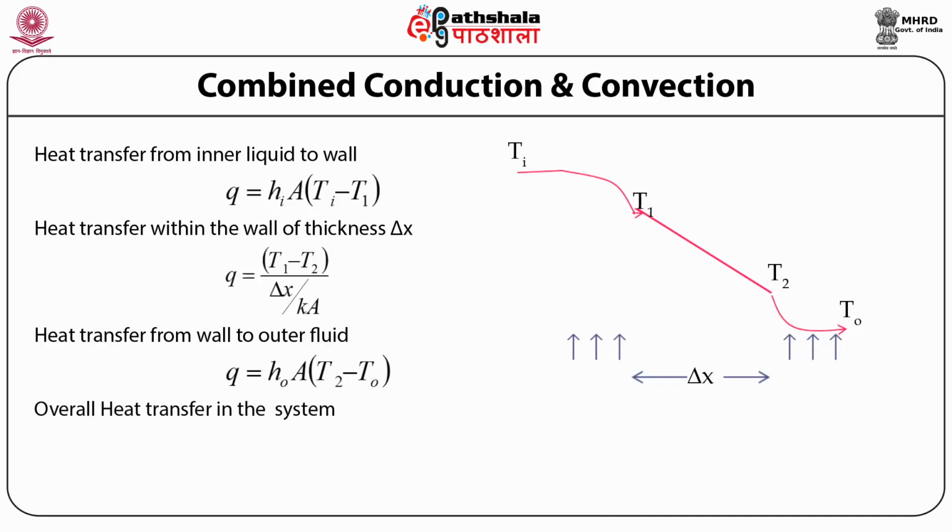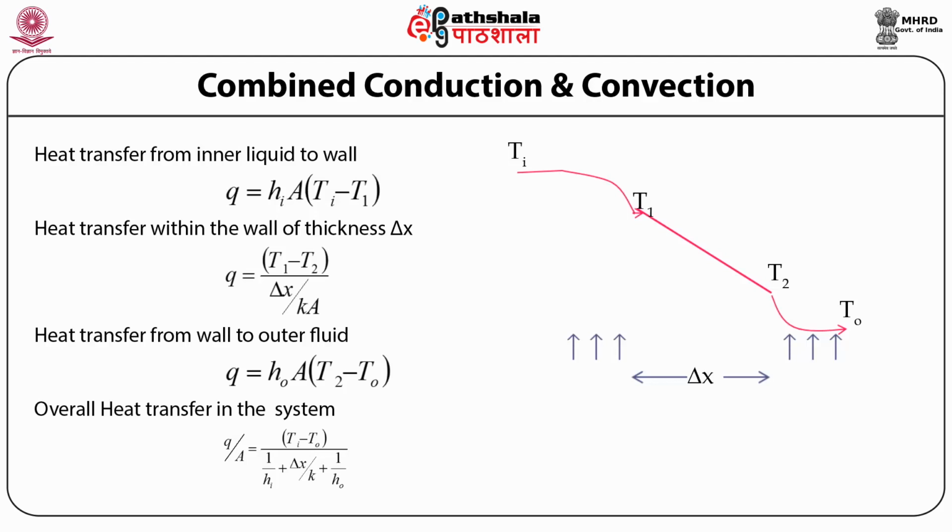Overall heat transfer will be Q divided by A, that is the heat flux, is equal to Ti minus T0, that is the total temperature difference in the system, divided by the resistances offered by the two convection layers and one conduction layer. So it will be 1 by Hi plus del x by k plus 1 by H0.